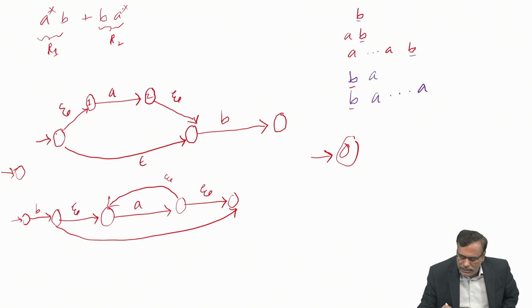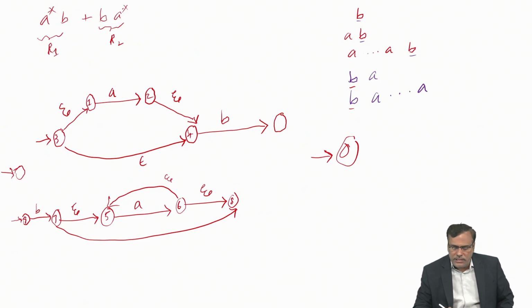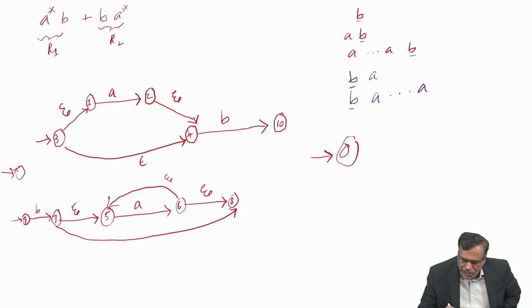Let me give the numbers: 3, 4. In this, let me take 5, 6, 7. Whatever numbers you want to take, you can take. Let me take this as 8, and this as 9. Right now, 3 and 9 are old start states. And let me take this as 10. This 11th one is the new start state.